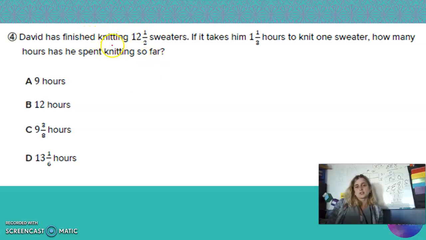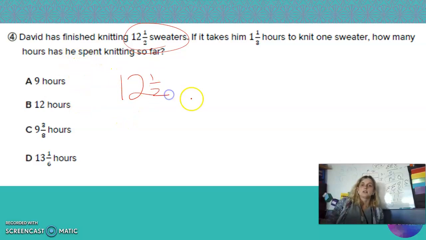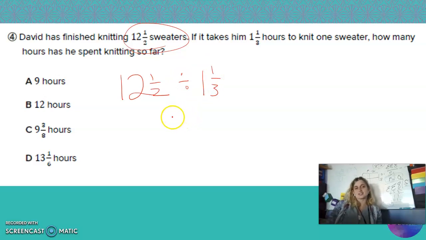But David has finished knitting 12.5 sweaters. That's what he actually has. He can hold them up. He's got 12 that are done and 1 that's halfway done. That's what he has, that's what's going first. It takes him, ridiculous, not true, 1 1/3 of an hour to knit 1 sweater. So you're gonna do this division problem.